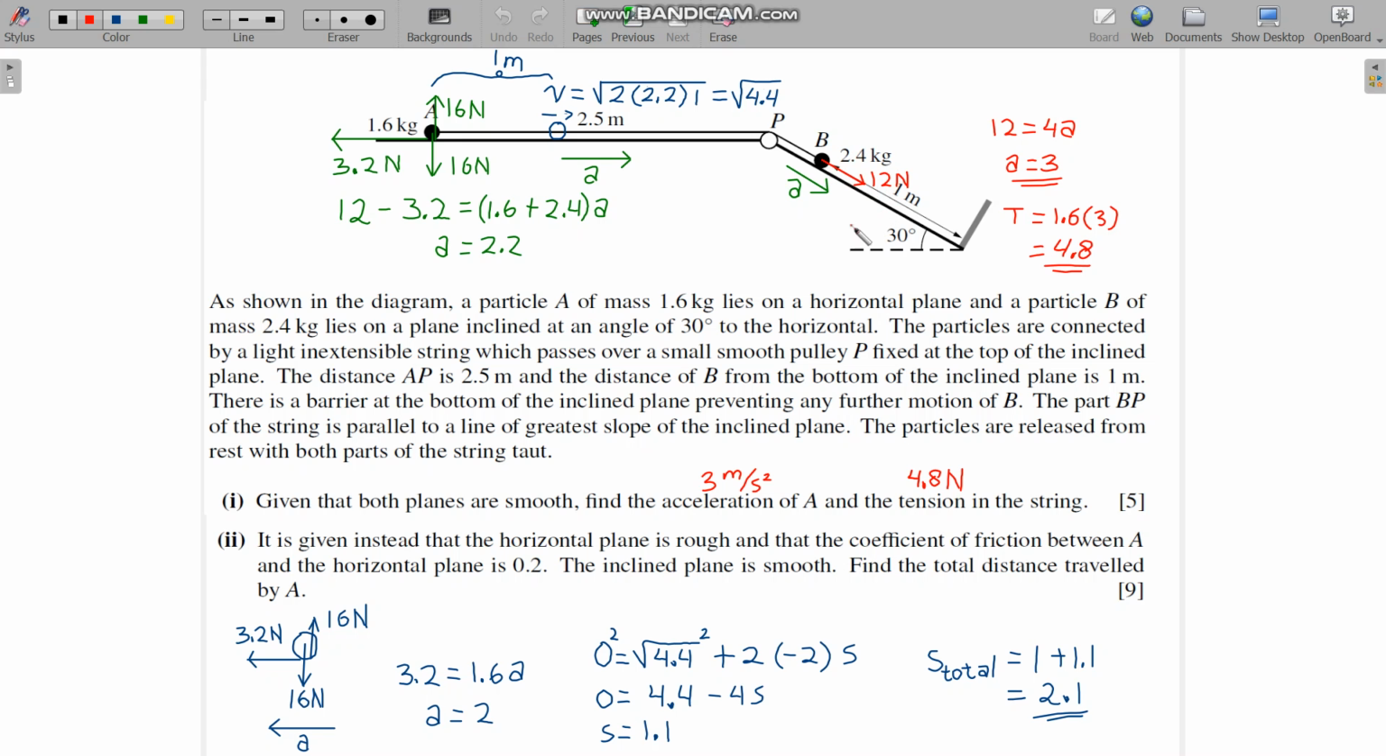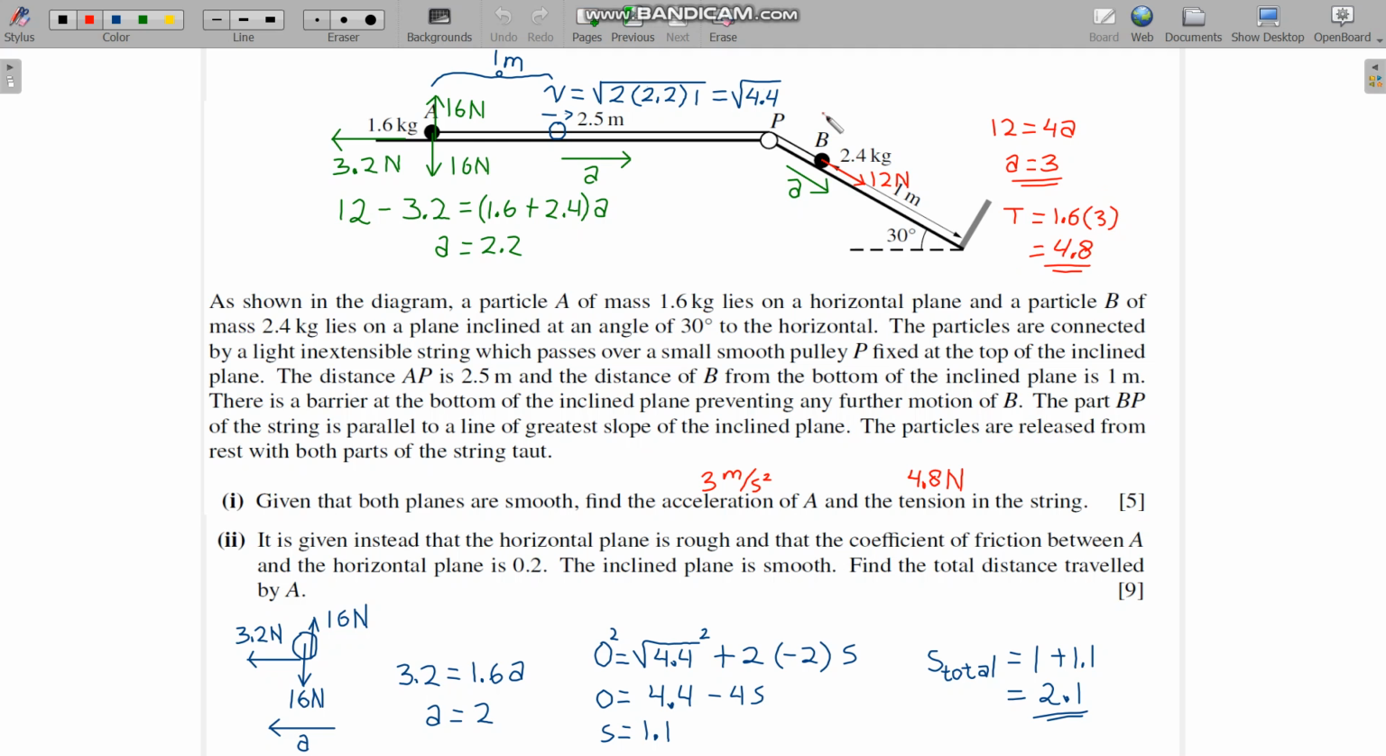So for the FBD of all objects, we have only one force in this direction here. We ignore the rest because they are irrelevant. So we have 12 equals the mass of the total, which is 1.6 and 2.4 kg, times acceleration. We can find the acceleration, which is 3 meters per second squared. And for the tension, we can just use the FBD of object A here. We have the tension to the right equal to the mass 1.6 times the acceleration, so 4.8 is the tension, or you can use this FBD, you'll get the same tension.